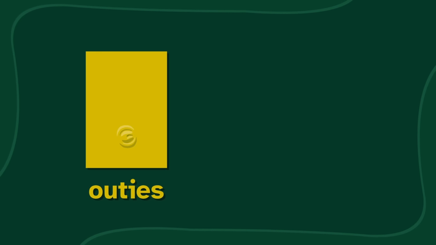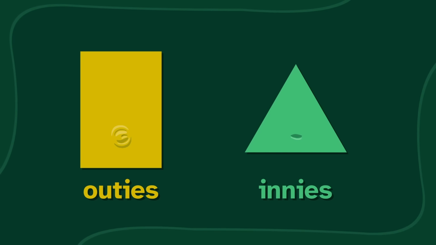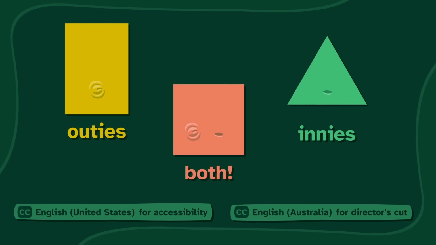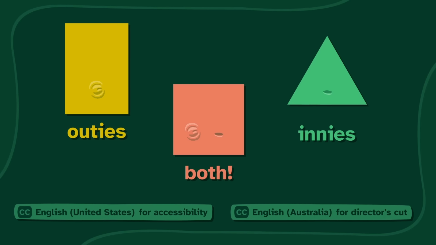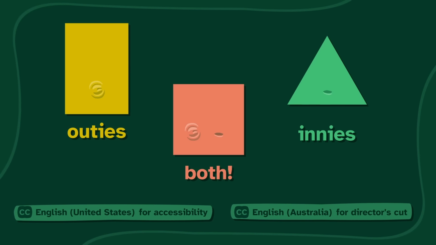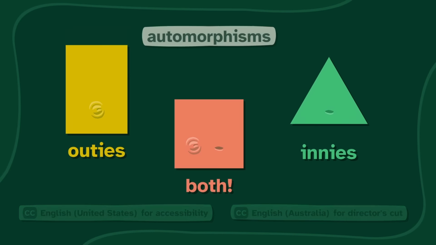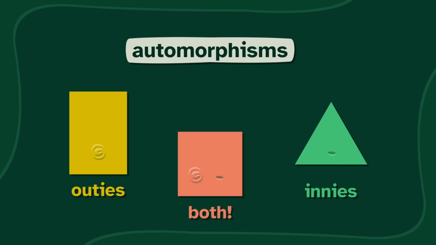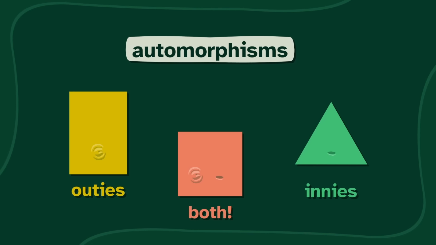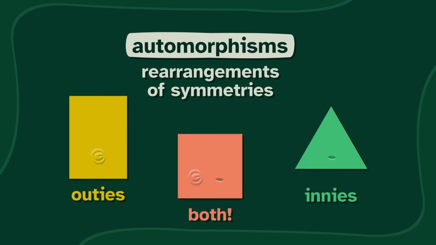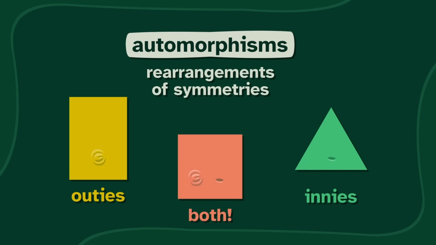Rectangles have outies, while triangles have innies, and squares have both. This is a real mathematical statement, I promise. I'm not talking about belly buttons, I'm talking about automorphisms. I introduced this idea in my previous video. As a recap, automorphisms are rearrangements of symmetries.